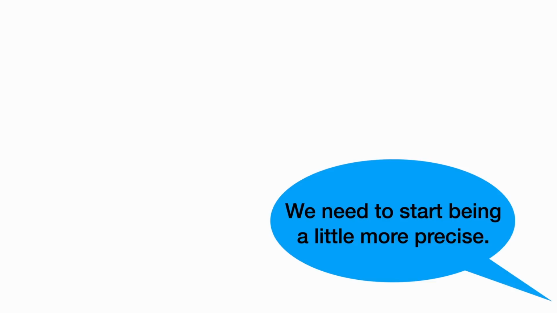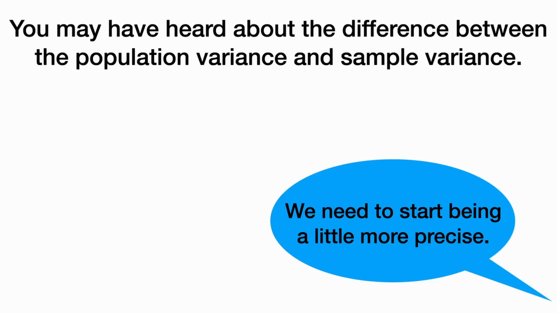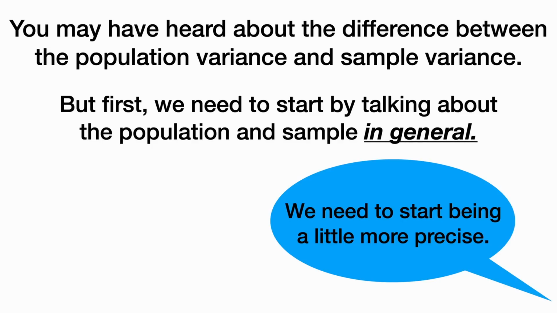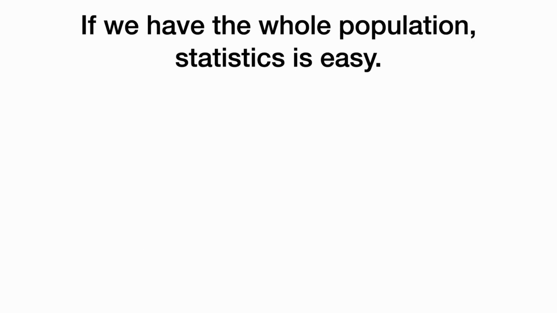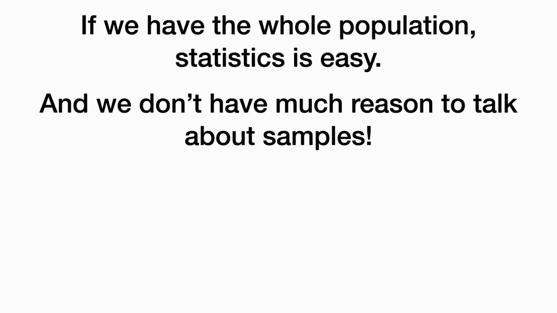But we need to start being a little more precise. You may have heard about the difference between the population variance and the sample variance. But first, we need to start by talking about the population and the sample in general, and also about the population mean and the sample mean. If we have the whole population, statistics is really, really easy, and we don't have much reason to talk about samples.